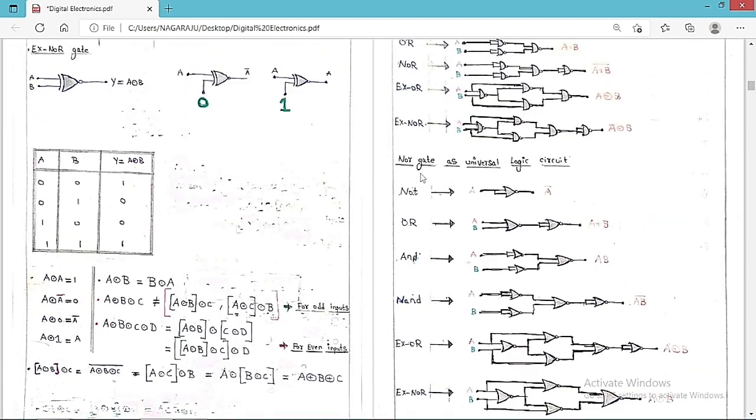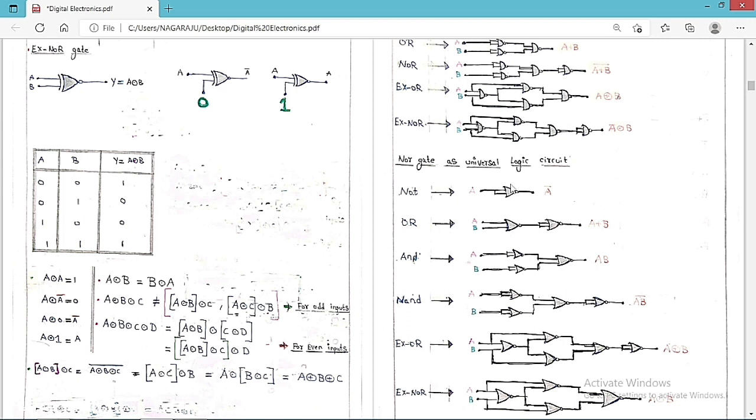So now you see the NOR gate as the universal logic gate. I already told you the NOR gate is also called the universal logic gate. So with the help of the NOR gate, we are going to see how to represent the different types of gates. Basically, this is the NOR gate. NOR gate means, as I already told you, you just have to make these two things combine together.